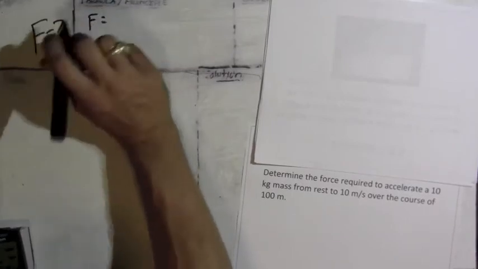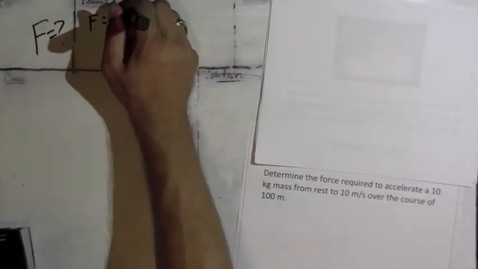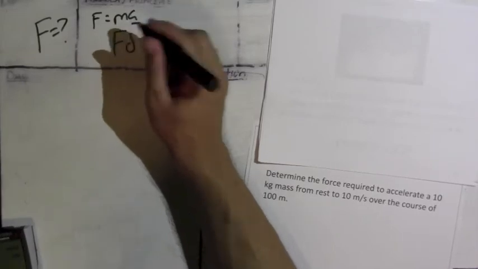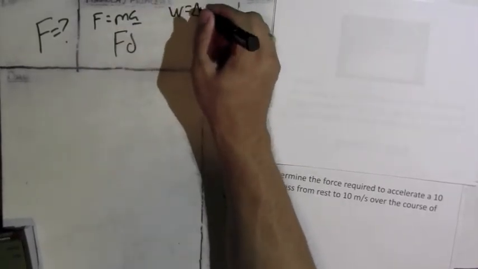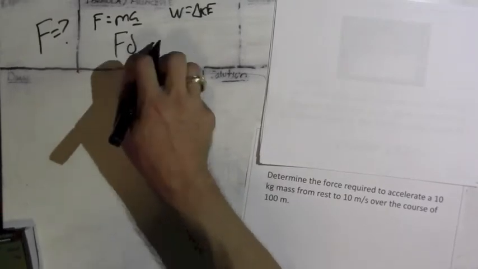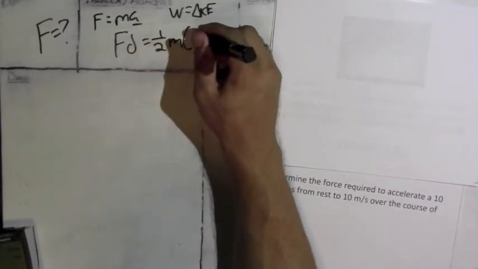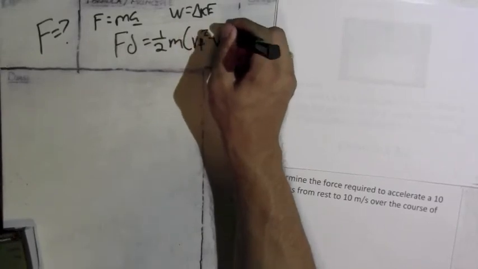You can say, okay, well, I've got F and I've got M, and I can solve for A, and once I have A, I've got Vi, I've got Vf, and I can figure it out from there. But you can actually do it all in one step, and by doing that you can use the work energy theorem, which says work is equal to the change in kinetic energy, or force times distance is equal to 1/2 of m Vf squared minus Vi squared.